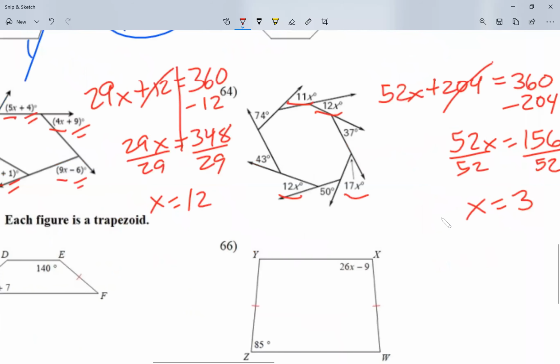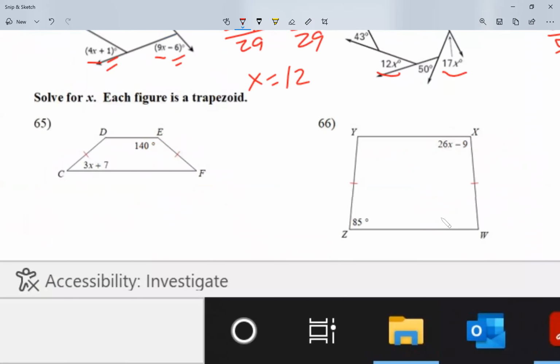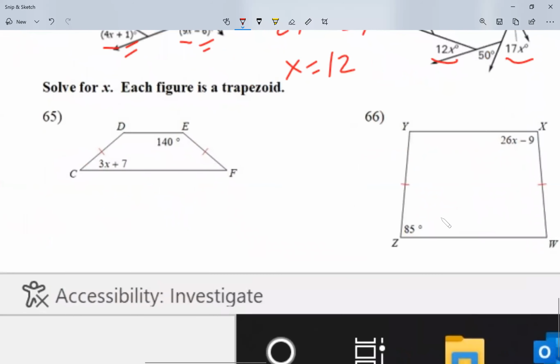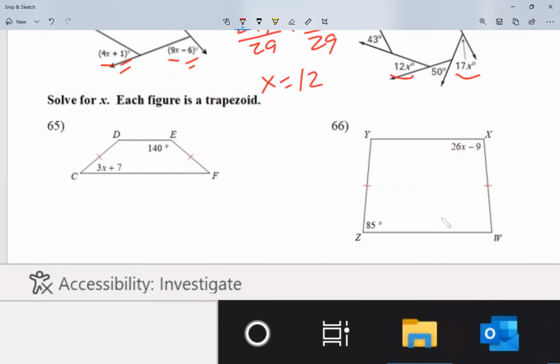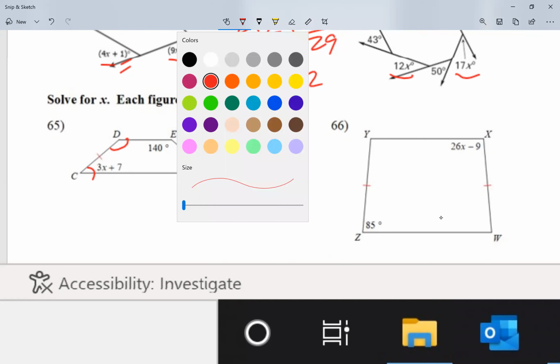Now 65, right? Let me take a look at 65 and 66. Since solve for x, each figure is a trapezoid. Now, interesting part on my trapezoid is that I know that angle D and angle C have to add up to 180. I don't see anything for angle D, but let's just say that angle D and angle C, they must add up to 180.